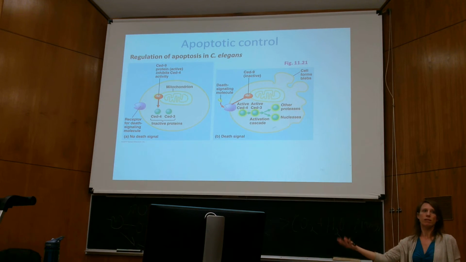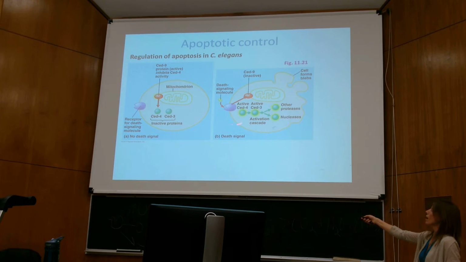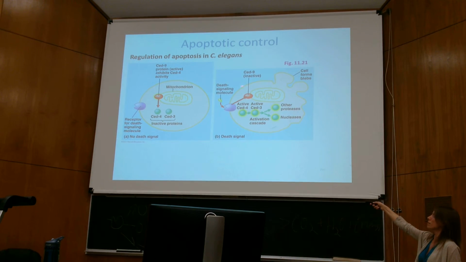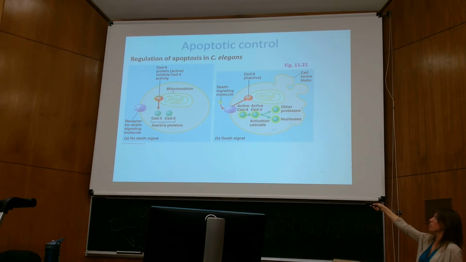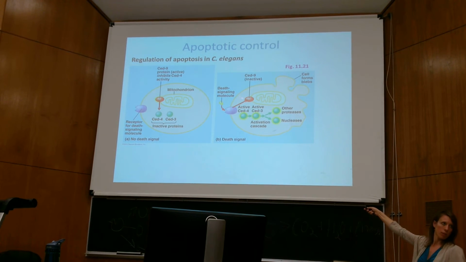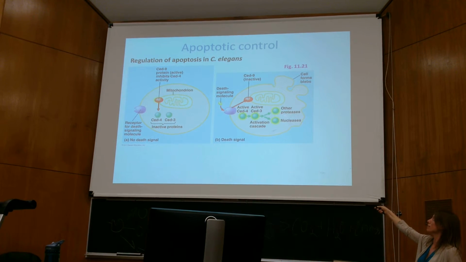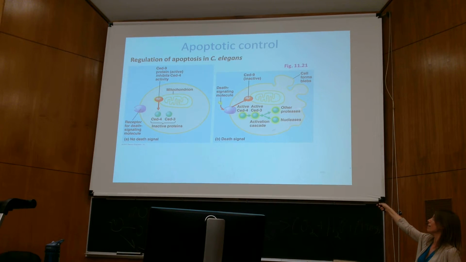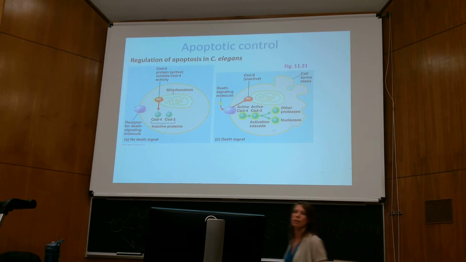So if there is a signal sent out for this cell to die, it will cause this protein in the mitochondria to become inactive. If this one becomes inactive, these will then not be inhibited anymore. They become active and go in and start chopping everything up. These are called proteases because they cut, ase is a cut. So they cut up proteins, and these are nucleases because they cut up nucleotides.